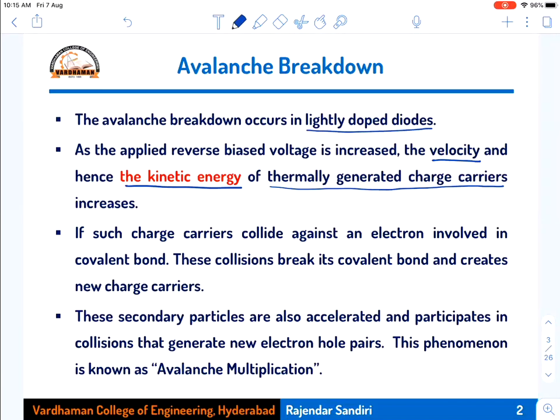continuing. This phenomenon of generating new electron hole pairs because of collisions, by acquiring high kinetic energy due to the increase in the reverse voltage, we call avalanche multiplication. It keeps on increasing: one electron has become two, two has become four, four has become eight, eight has become 16, and so on. So the carriers keep on increasing. If the carriers keep on increasing, what happens? The current due to these carriers also increases. So the phenomenon is called avalanche multiplication.